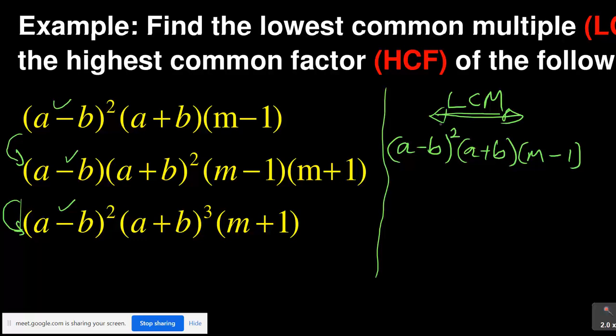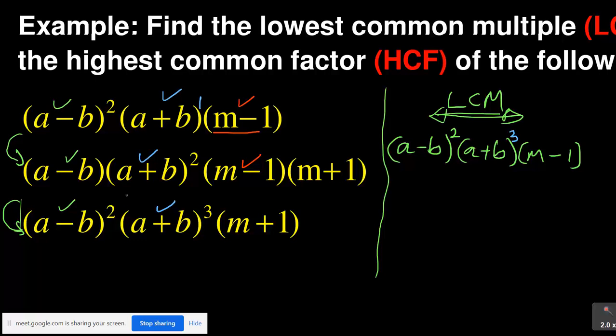Then you come again. Do we have a plus b that is repeating? Yes, I have my a plus b, I have my a plus b. I focus on the highest power. There is a 1 there, there is 2, there is cubed, so I focus on 3. Then lastly, do I have m minus 1? I've got m minus 1. It's not repeating, but it's still fine. Remember, it's the LCM, it doesn't matter. Every item must be represented, remember. So I've got m minus 1, m minus 1.